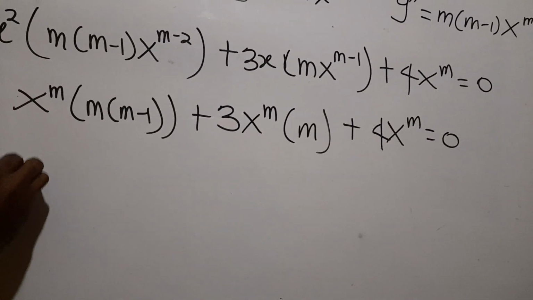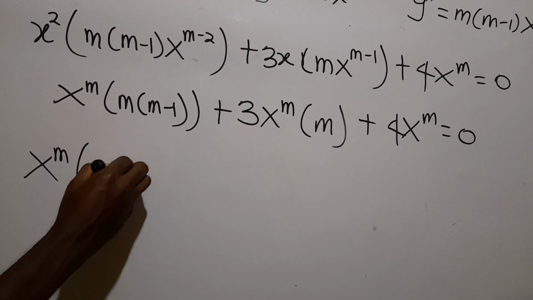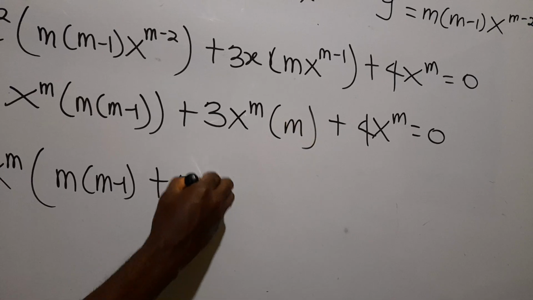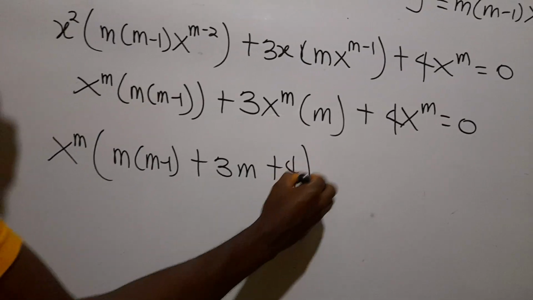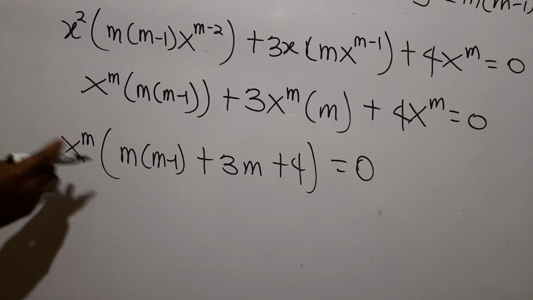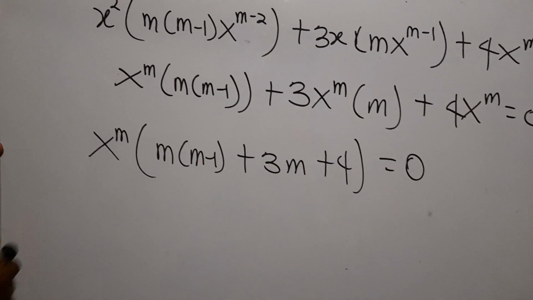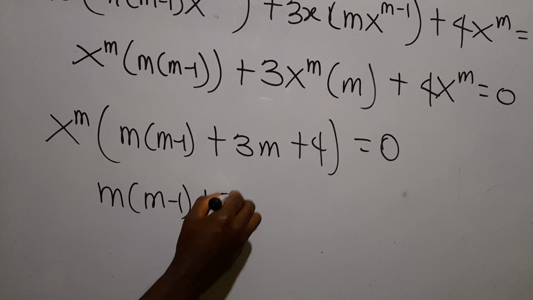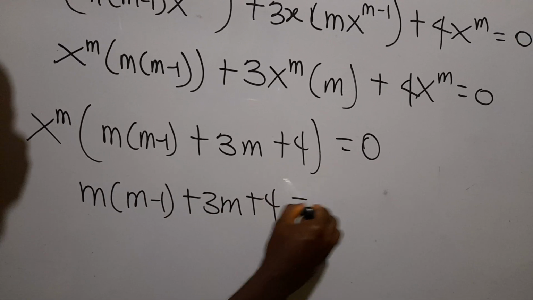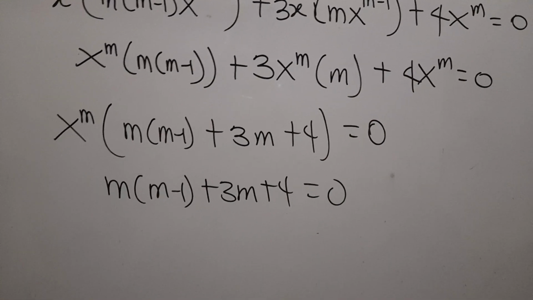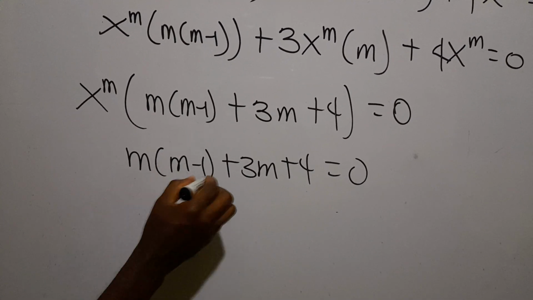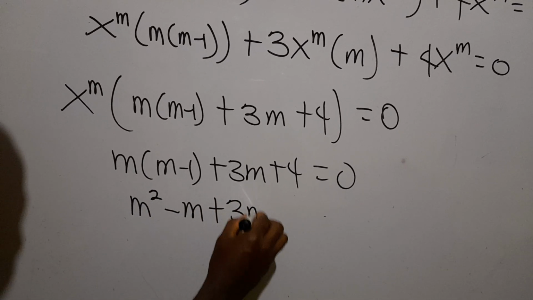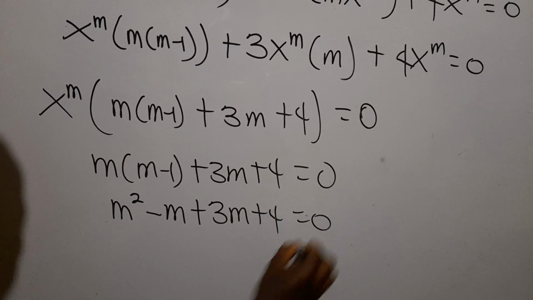So we have s exponent m out, m times (m minus 1) plus 3 times m, then plus 4 equal to 0. Divide both sides by s exponent m, then we have m minus 1 plus 3m plus 4 equal to 0, since 0 divided by any number is 0. So we can expand that.